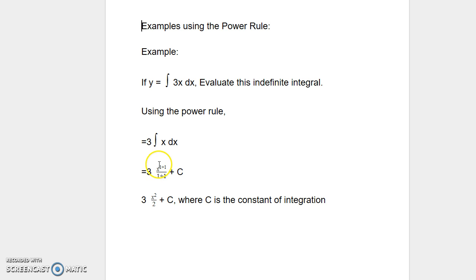So, 3 times x to the power of 1 plus 1, the whole thing divided by 1 plus 1, plus c. When we simplify some more, x to the power of 1 plus 1 is x squared, divided by 2, plus c, where c is a constant of integration. Whenever we perform the integration process, at the end there is going to be a constant term which we add to the solution. So 3 times x squared divided by 2 plus c is our solution.